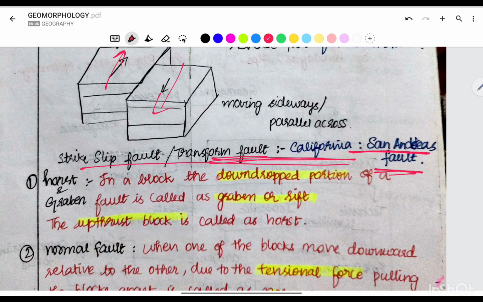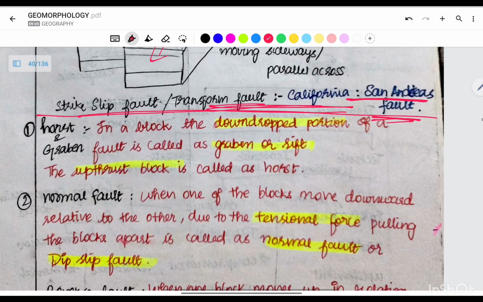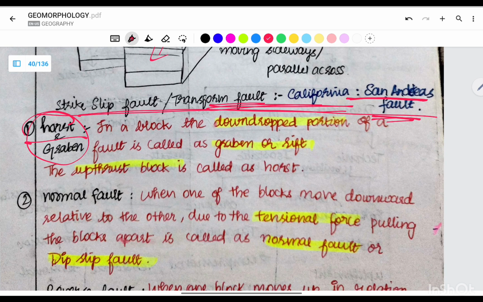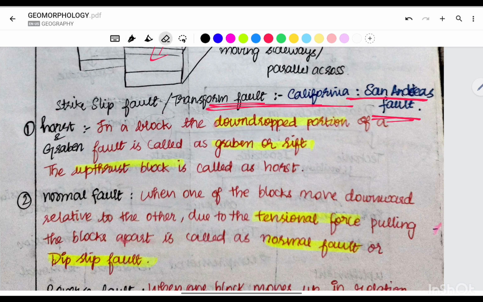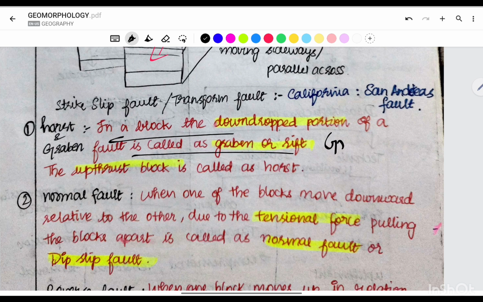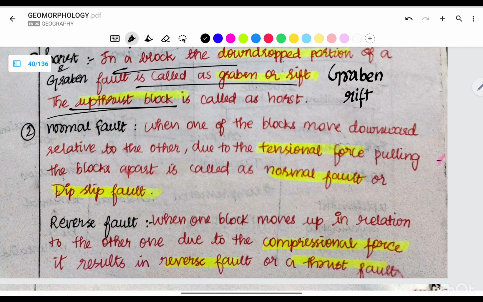The San Andreas fault is an example of the strike slip fault. Now, horst, and then we have the graben. In a block, the down dropped portion of a fault is what we call a graben, or we can also call it a rift. The upthrust block is called a horst.